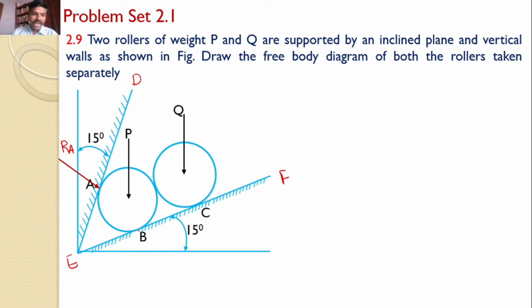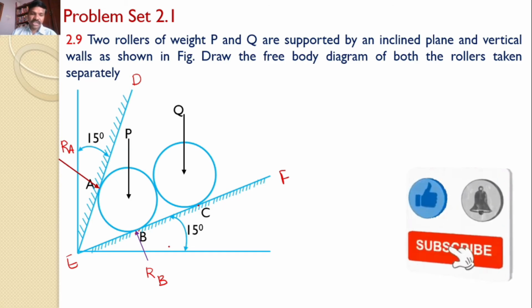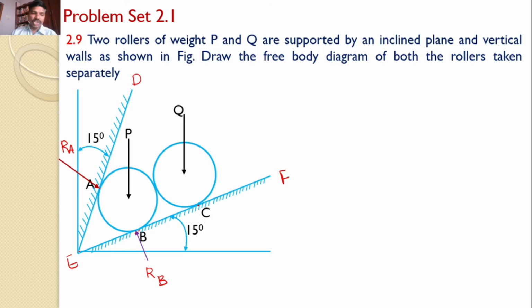Similarly, the roller is supported at B. Hence, the reaction developed at point B is perpendicular to the fixed surface EF, and it is also towards the roller P. So this is the reaction force at B. You can also look at the roller Q. The roller Q is supported by fixed support EF at point C. Hence, a reaction force develops at C which is perpendicular to EF, and it is towards the roller Q. Here the reaction force is RC.